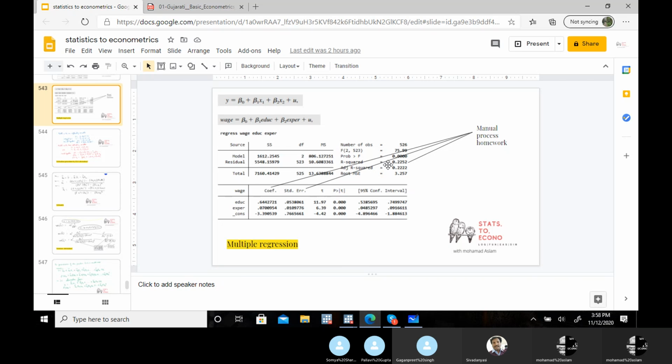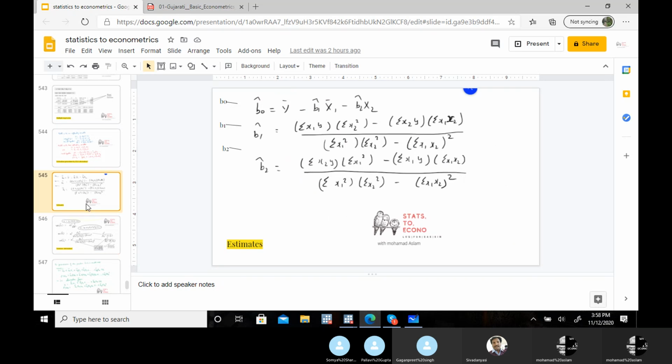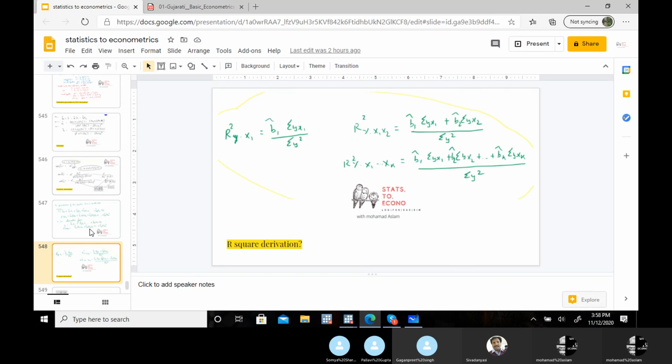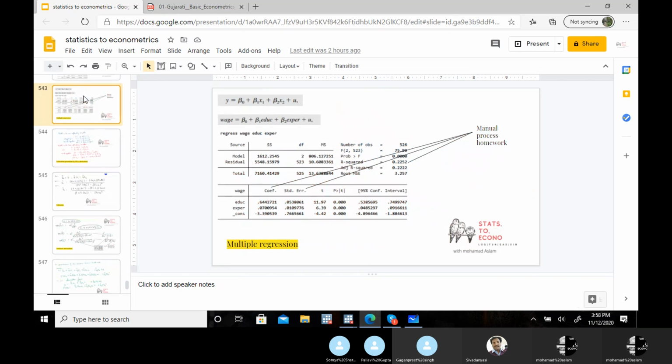I'm saying that you have to do it manually. I have given you these formulas, right? You have to put these values in and match them with your Stata results. Are they matching or not? These three values, coefficient, standard error, and t, you have to calculate. Then R square again you have to calculate. Now you have the formulas, and you have to send these files on Skype.